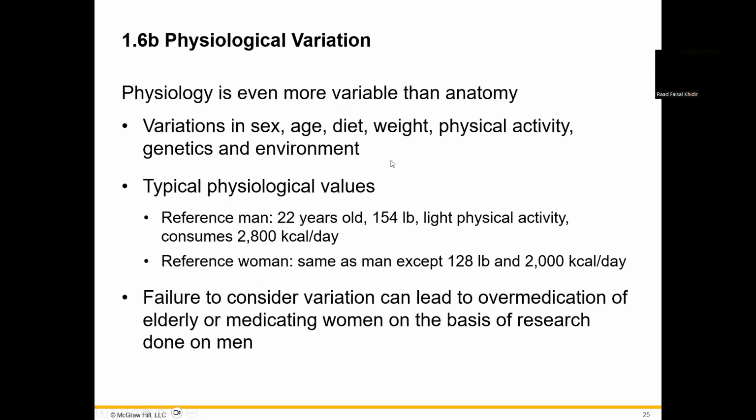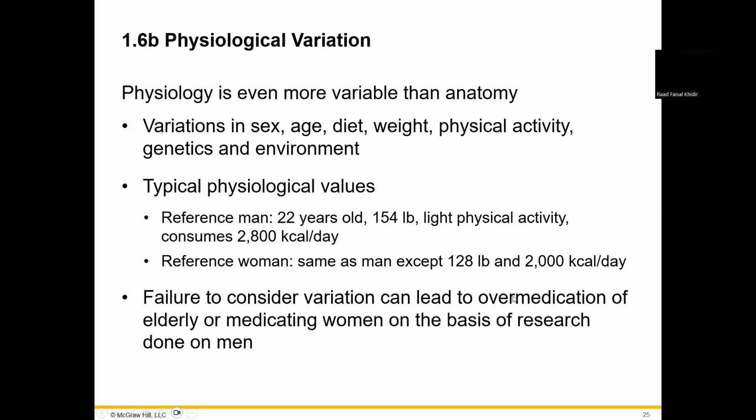The physiological variation, that's what I was talking about earlier. For a man who's 22 years old, he needs 2,800 calories. A woman the same age, her weight is not 154 pounds. She weighs a lot less, 128.